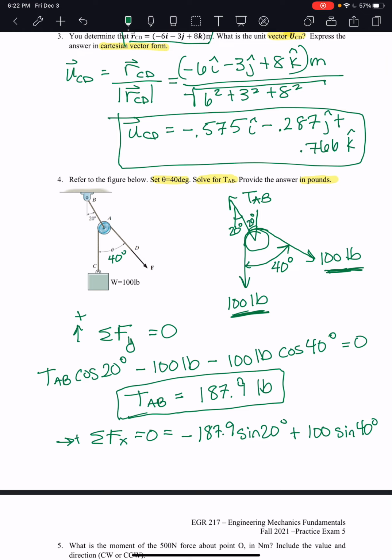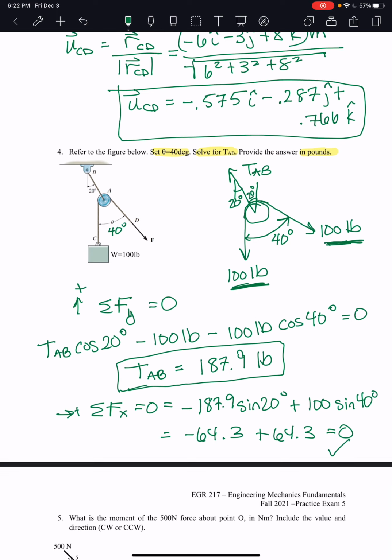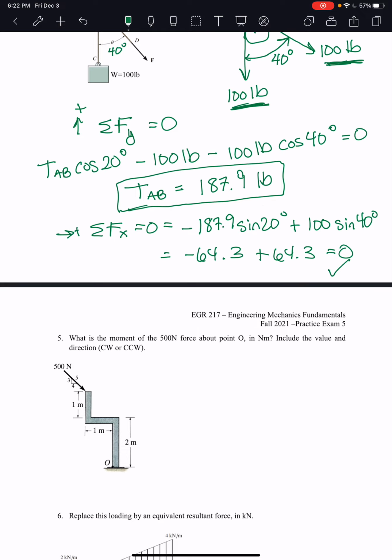Let's see if that comes out to 0. We're just checking. So 187.9 times sine of 20, and then 100 times sine of 40. And we get negative 64.3 plus 64.3. That equals 0. So we're good. I just did a quick check using the other formula.